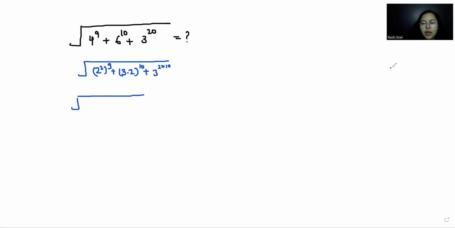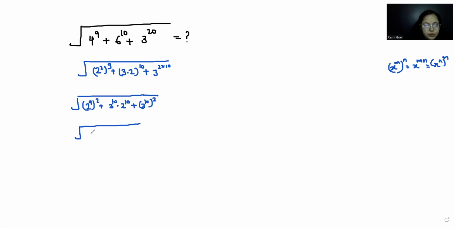Now, according to the exponent rule, (x^m)^n we can write as x^(mn) or (x^n)^m. So it becomes (2^9)^2, we can write. And this as 3^10 times 2^10, plus this as (3^10)^2. Now, (2^9)^2 plus 3^10 times 2^10 is 2^2 times 2^9, plus (3^10)^2.